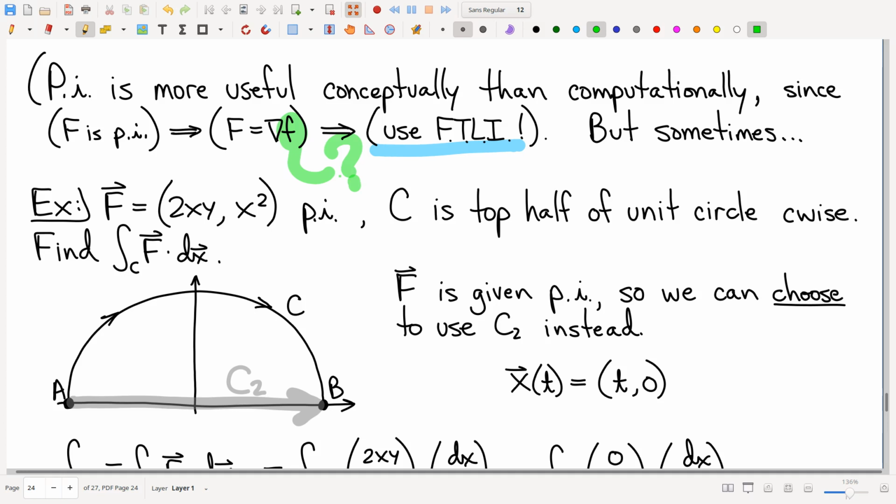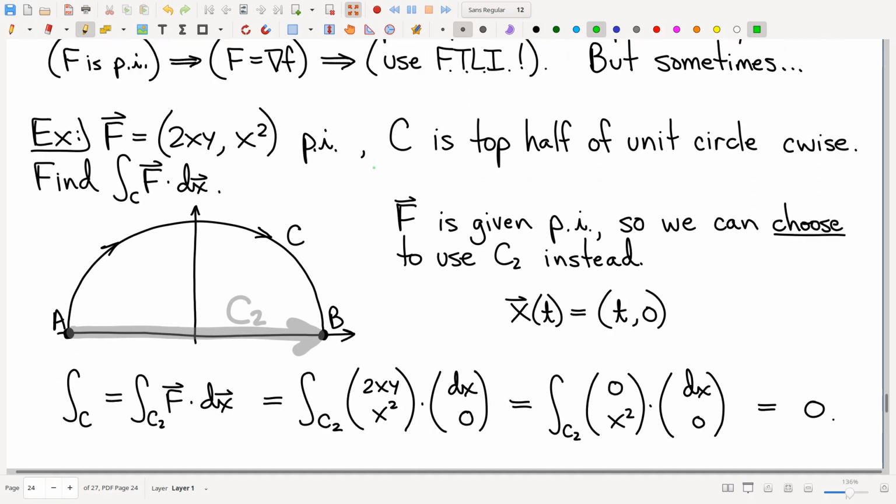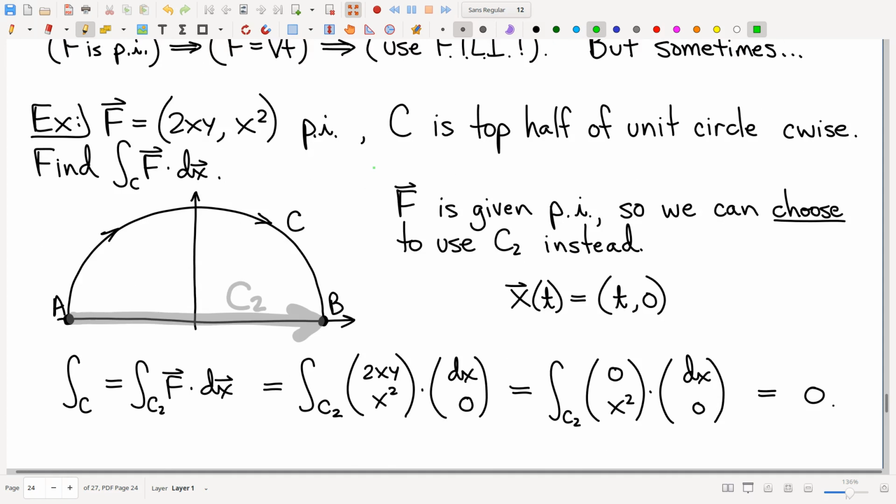So I want to show you how to use path independence as a computational tool just for these circumstances where you can't find the anti-gradient. And here we go. Let's consider, let's see here, this vector field given, you'll notice, to be path independent.